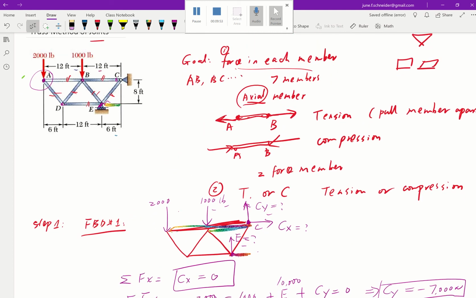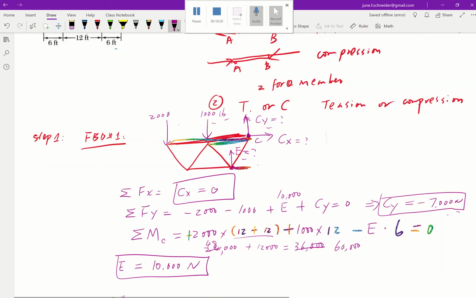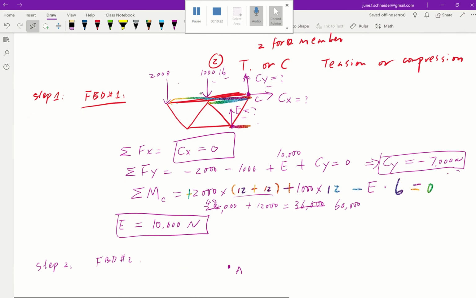So what you're about to do is isolate joint A. When you isolate joint A, you basically cut around joint A. When you cut around joint A, you cut member AB and you also cut member AD, right? Both AB and AD have been cut. And when you look at joint A, it's going to have a force coming from AB and a force coming from AD. So here is a rule of thumb.